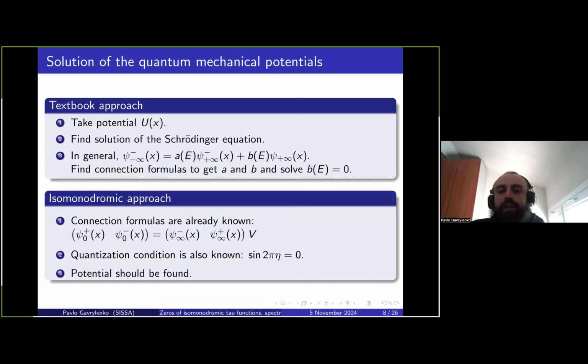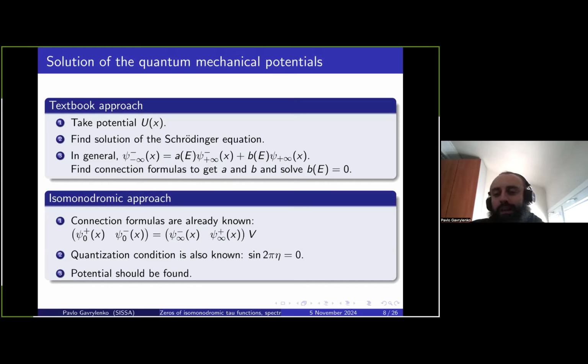And you see that usually decaying solution is a combination of decaying and growing solutions. And to find the spectrum of this problem, we need to ask the coefficient in front of growing solution, it should be psi plus, to be 0. So it's a standard word. But if you try to use the monodromic deformations for this, logic will be literally reversed.